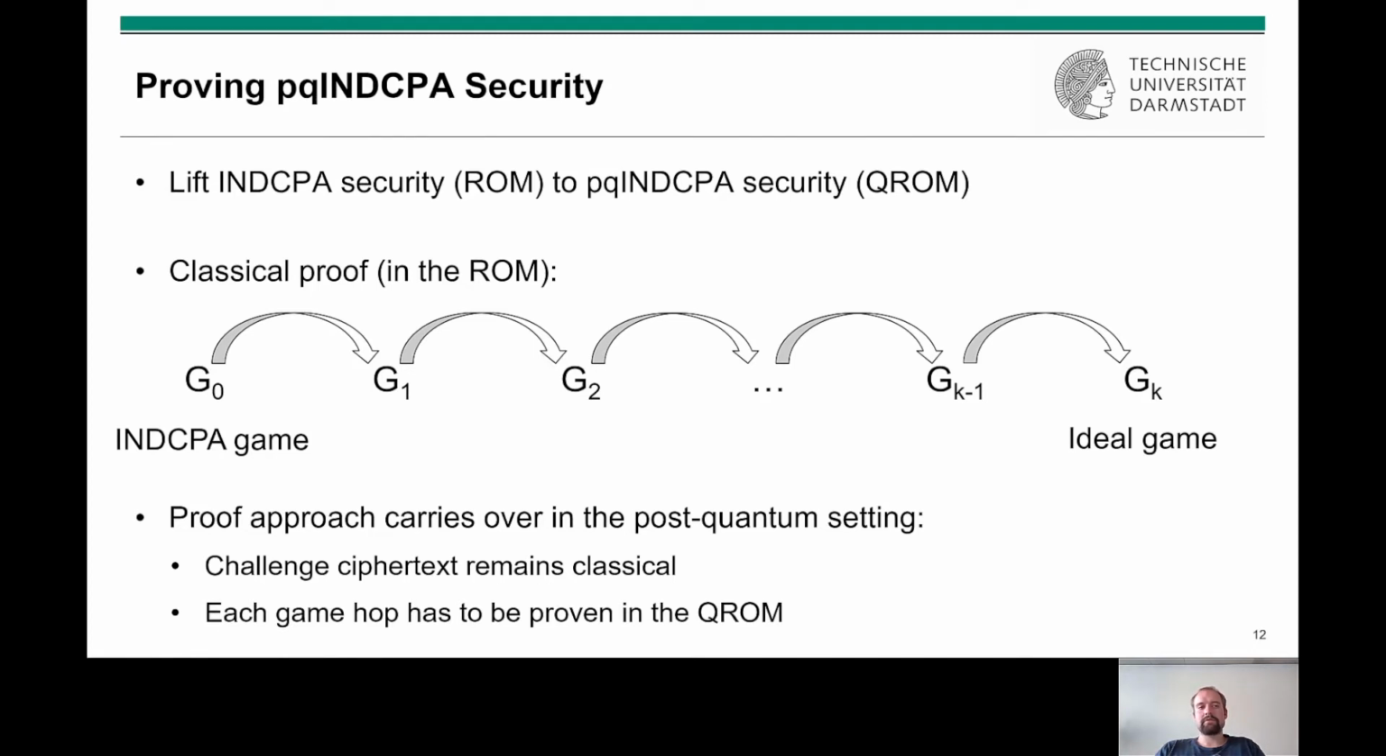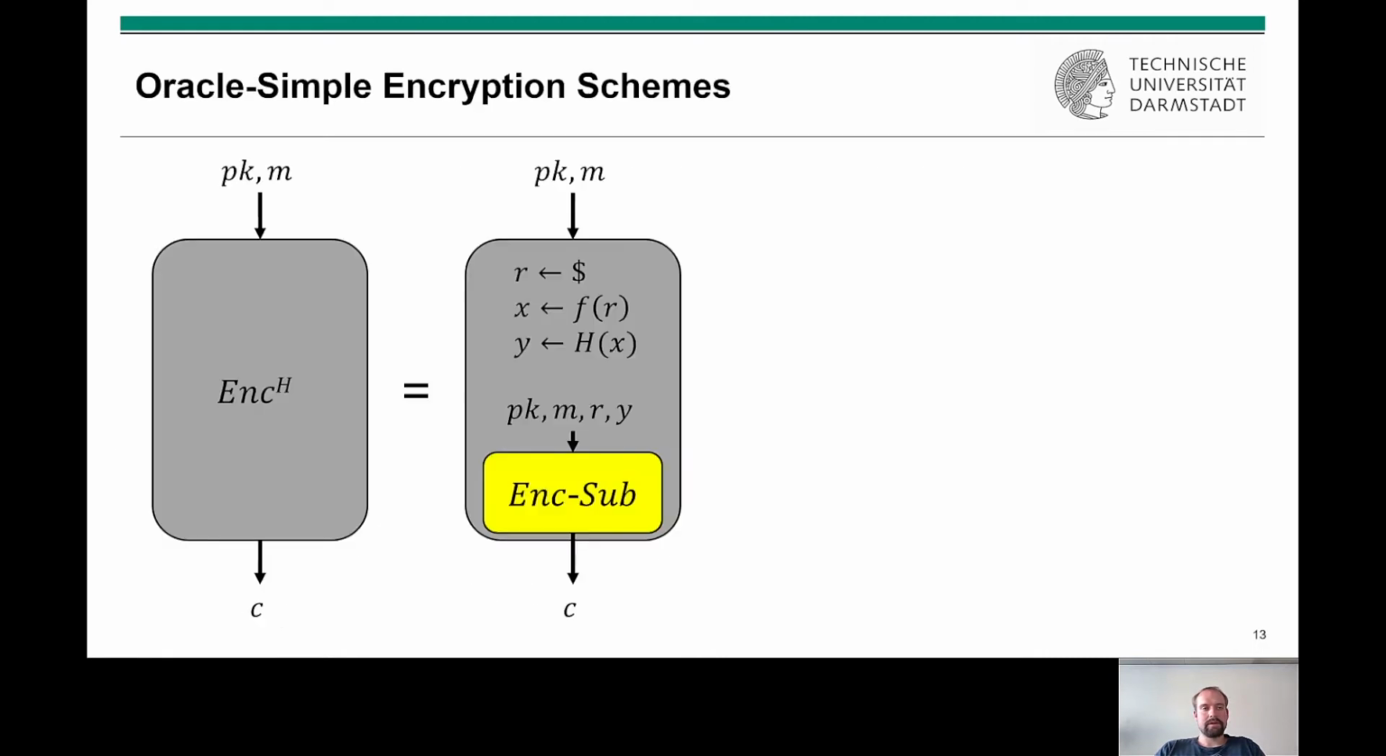Now, we're not able to arbitrarily lift security proofs from IND-CPA to post-quantum IND-CPA. Instead, what we do is we define a certain class of encryption scheme for which we then can show how to lift security. And this class of encryption scheme is what we call oracle-simple encryption schemes. And here you can see what these oracle-simple encryption schemes look like. It's a restriction on the way the encryption algorithm works with the random oracle.